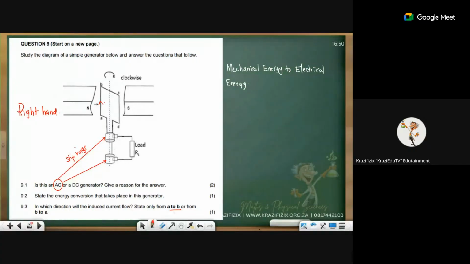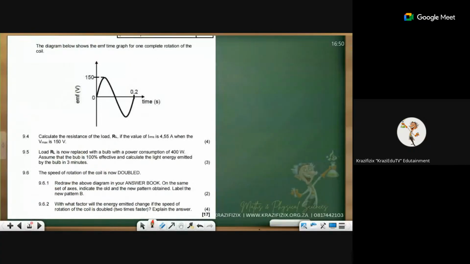All right, let's look at this. Who asked me this question? I think it's you, Sarah. The diagram below shows the EMF versus time. Definitely we know this is E maximum, V maximum, right? Calculate the resistance of the load if the IRMS is 4.55 A.